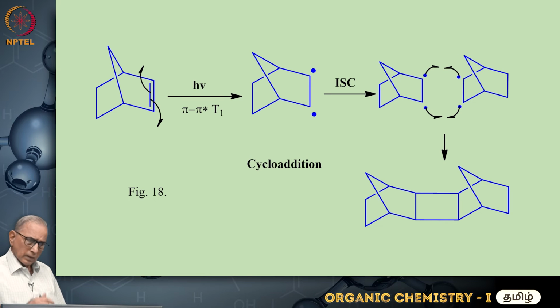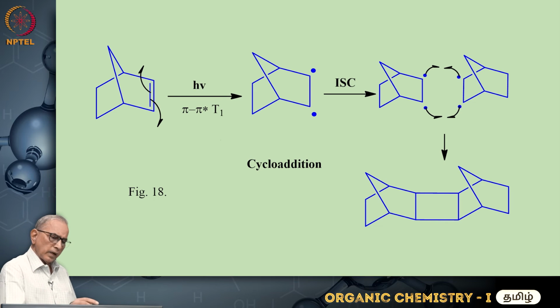This is another reaction with the double bond. This is called norbornene, say bicyclo 2,2,1 heptene. This double bond, with the absorption of light, becomes n to pi star, first n to pi star singlet, and then triplet. These two electrons will react with the 2 electrons of another molecule, forming a 4-membered ring, a cyclobutane ring, connecting the two norbornene rings.